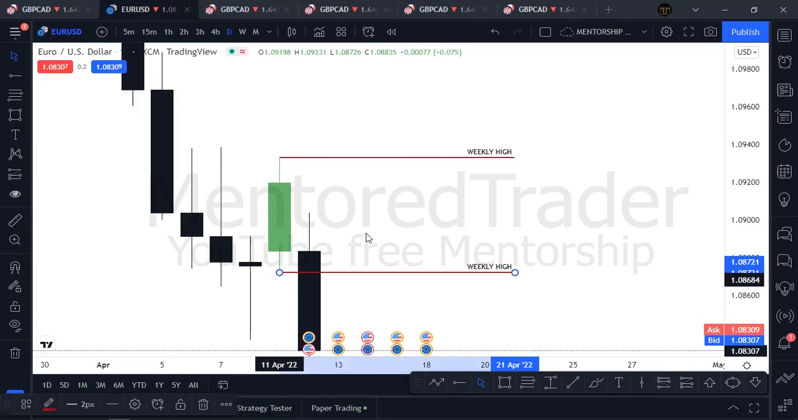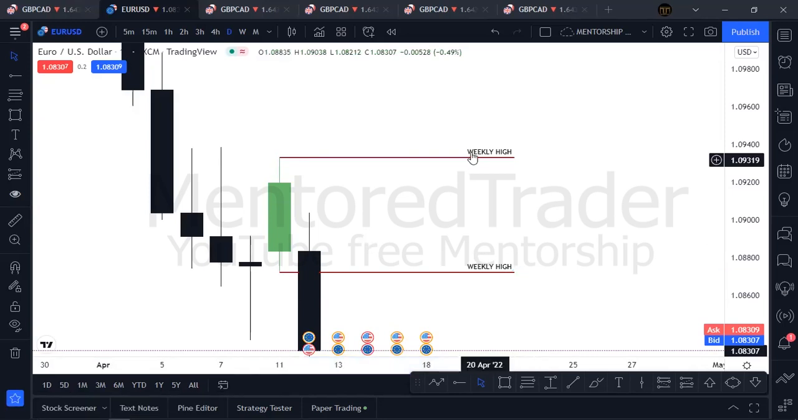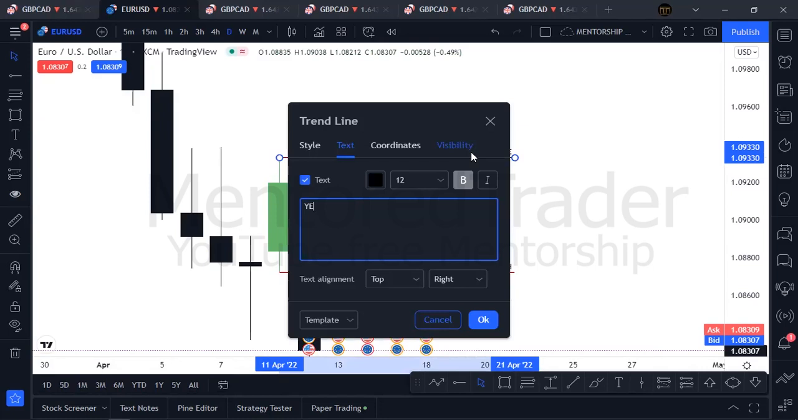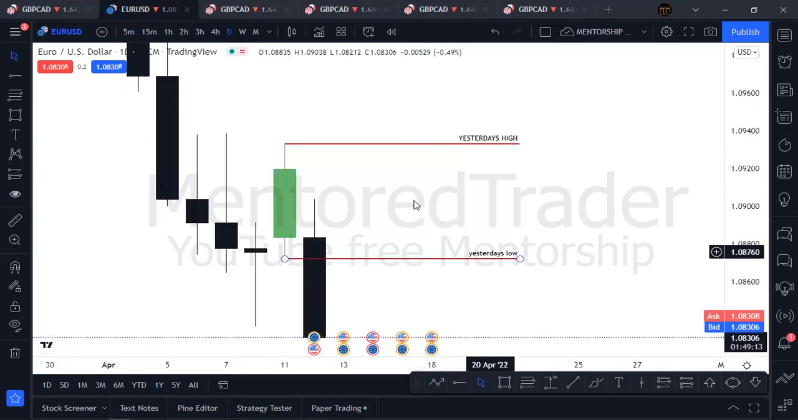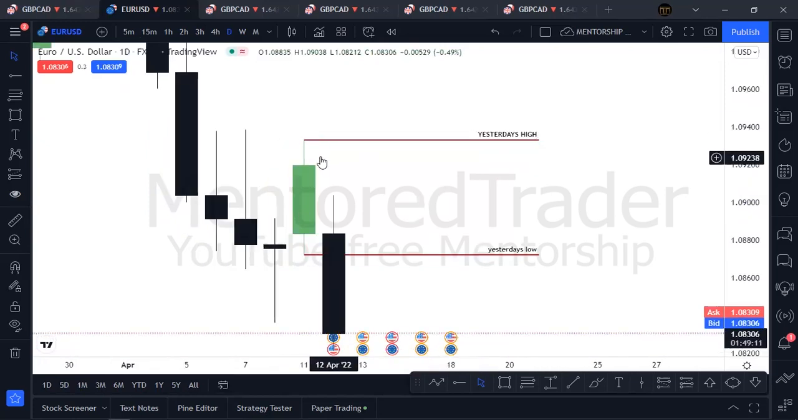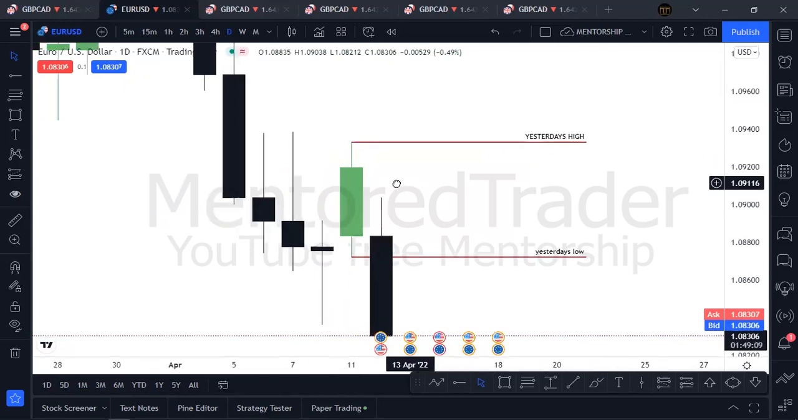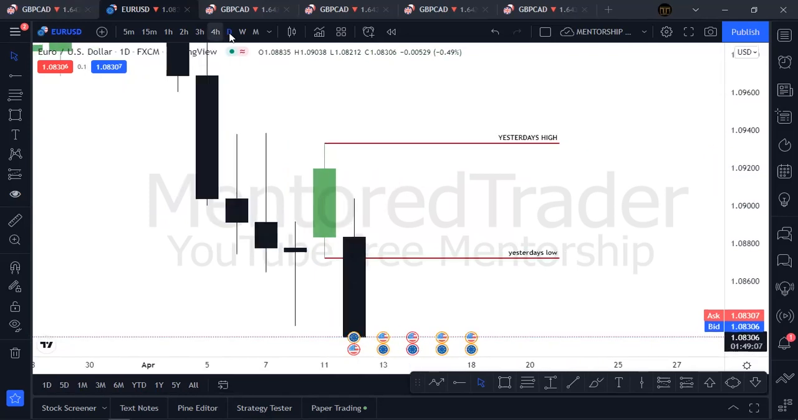Yesterday's high. Okay. And yesterday's low. So this is how we are moving. These are lower cases, never mind. As soon as we finish the daily analysis, I am now going to trade.